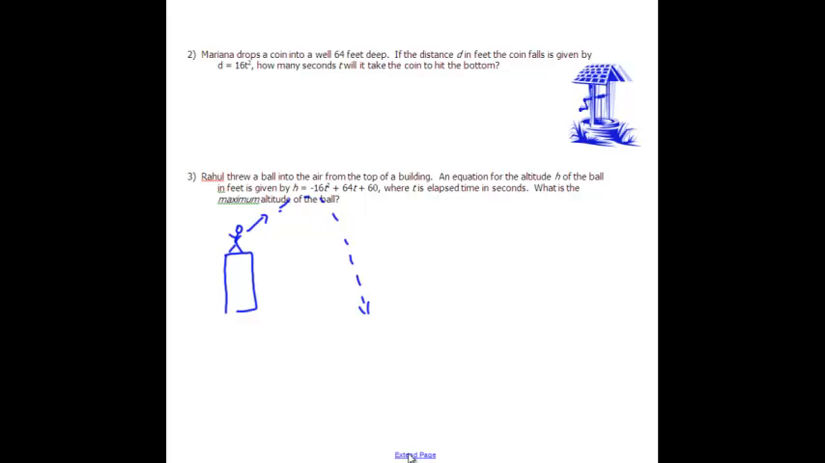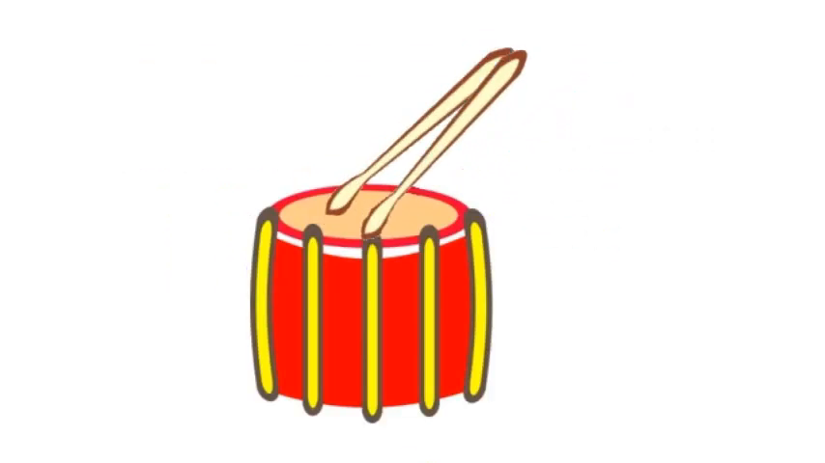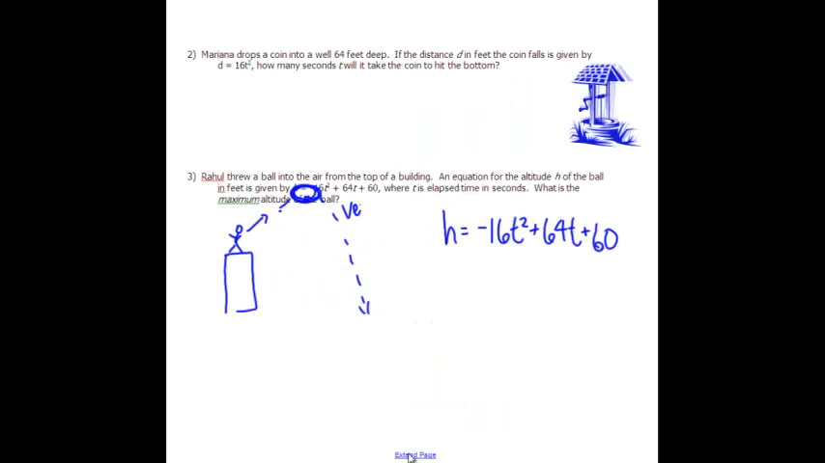An equation for the altitude h of the ball is given by this equation. H, the height, equals -16t squared plus 64t plus 60, where t is the time in seconds. What is the maximum altitude of the ball? Well, to find the maximum altitude, it's somewhere up here, right? We call that the vertex. So I need to find the vertex of this parabola, and in order to find the vertex, it is x equals negative b over 2a.